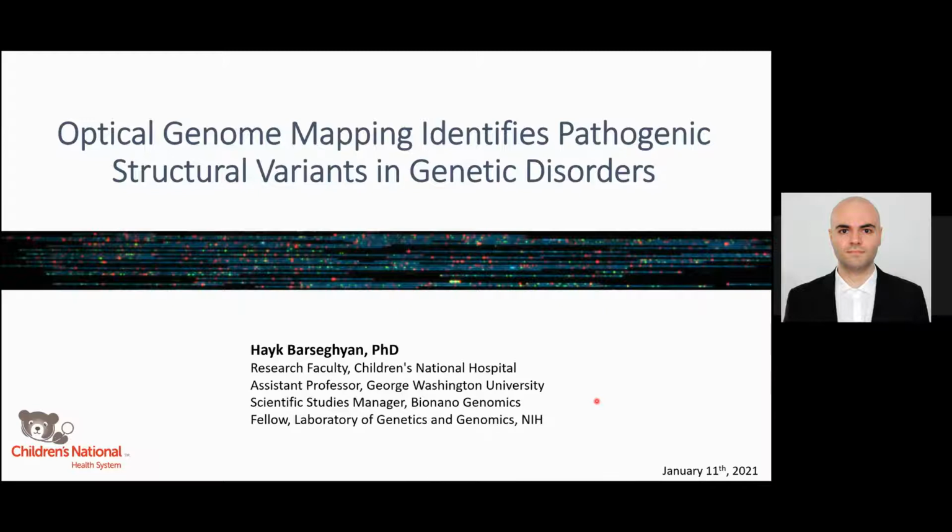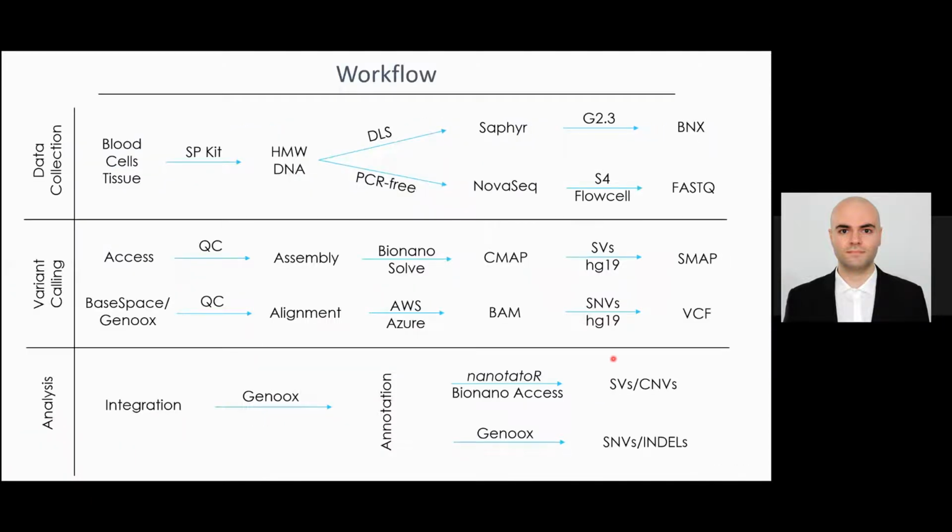What I'll be talking to you about today is using optical genome mapping as a way of identifying pathogenic structural variants in several different types of genetic disorders. First, I'd like to show you the workflow that we utilize at Children's National Medical Center.